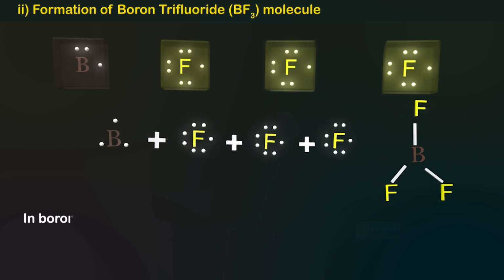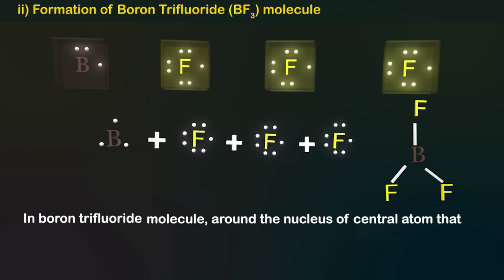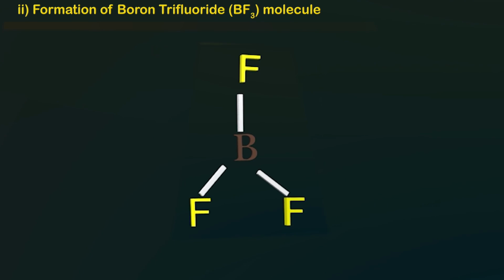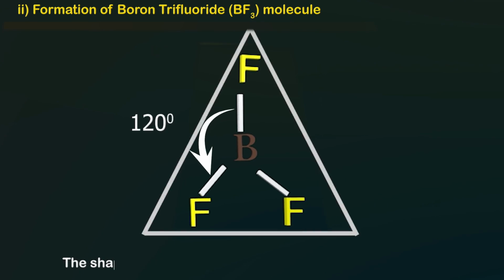In boron trifluoride molecule, around the nucleus of the central atom, that is boron, there are 3 bond pairs of electrons with no lone pair of electrons. Bond angle in boron trifluoride is 120 degrees. The shape of boron trifluoride is trigonal planar.